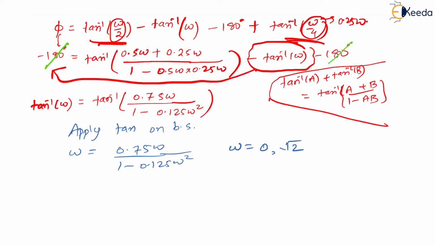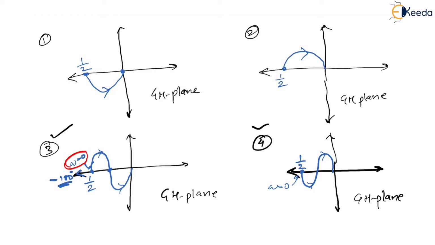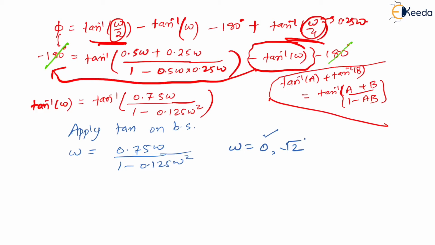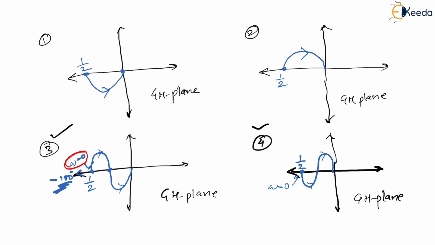This means that yes, omega equal to 0 has been already accounted for. We know that at omega equal to 0, my plot intersects minus 180 degrees axis, right? But now you have another frequency which is root 2 at which it is happening, which means this frequency is root 2. At omega equal to root 2, this is happening. This is not magnitude, this is frequency. At omega equal to root 2, it is there, right?